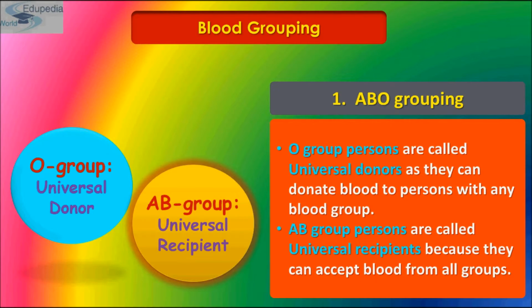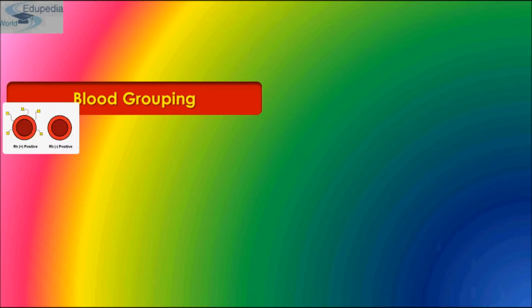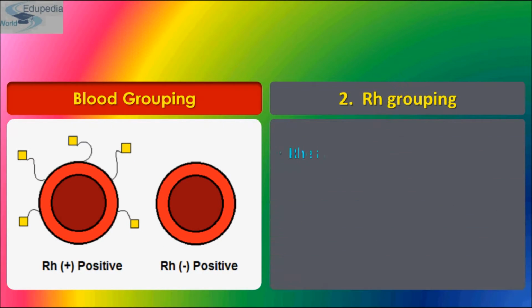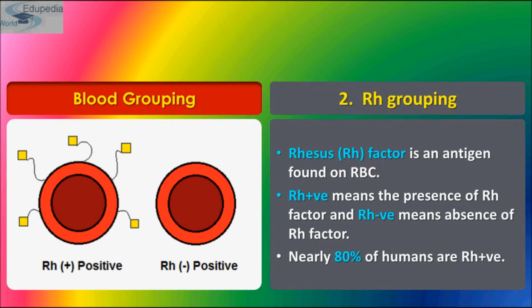O group people are called universal donors as they can donate blood to a person with any blood group, and AB group persons are called universal recipients because they can accept blood from all groups. Now comes Rh positive and Rh negative. Rh means rhesus factor, an antigen that is found on RBC. A protein named rhesus antigen is present on the surface of the red blood corpuscles in many persons. It was discovered by Landsteiner and Wiener in the blood of the rhesus monkey. Hence, its name.